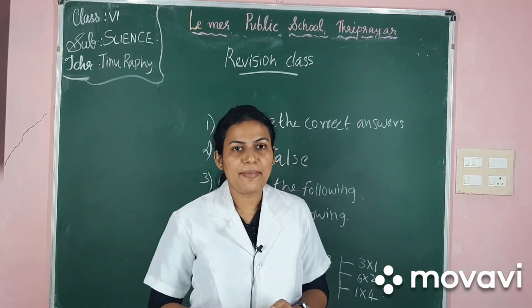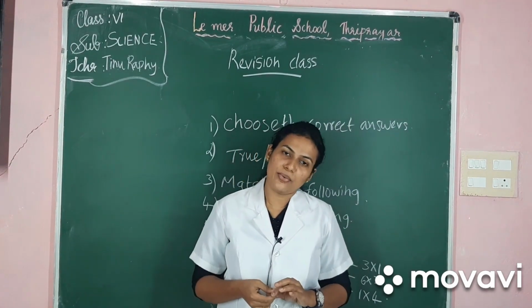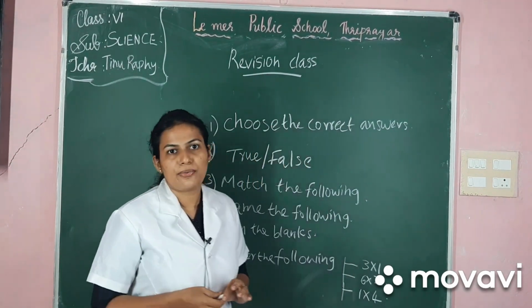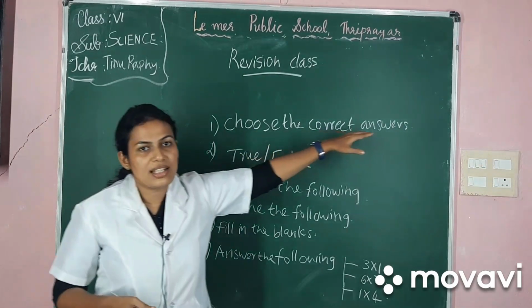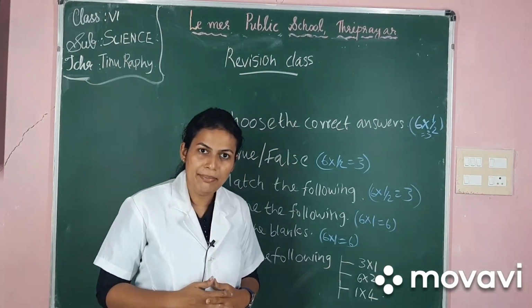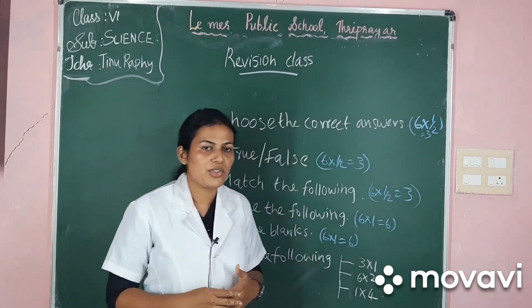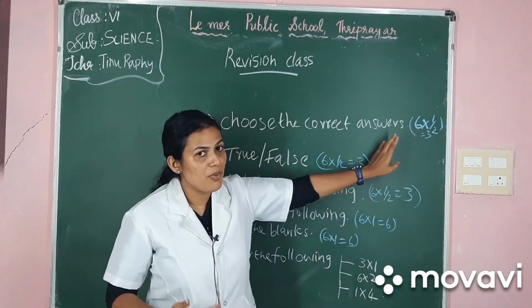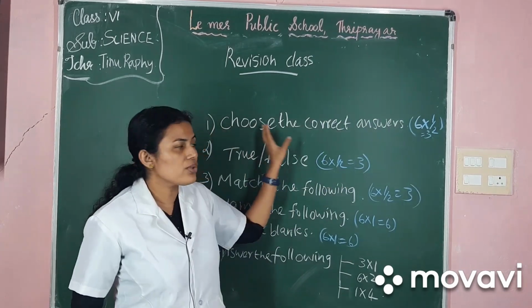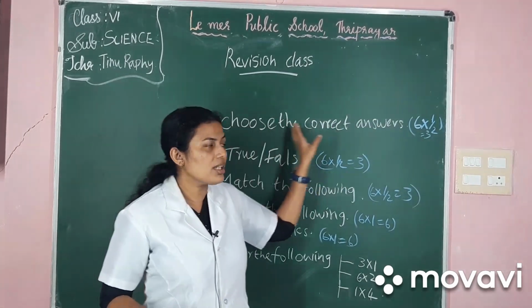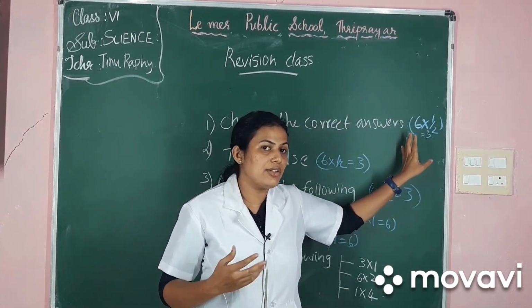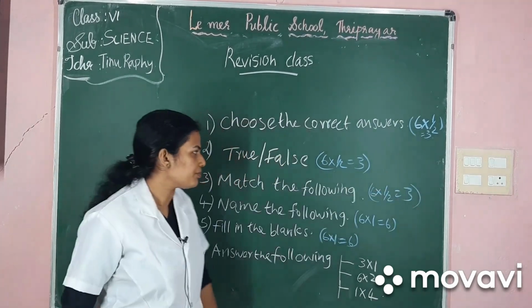So children, for the exam you have 6 patterns of questions. The first pattern of question is choose the correct answer. The options will be given. You have to choose the correct option from the given options, which carries half mark each. So the choose the correct answer questions contain in total 3 marks.